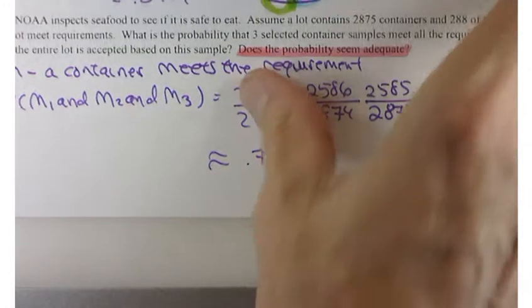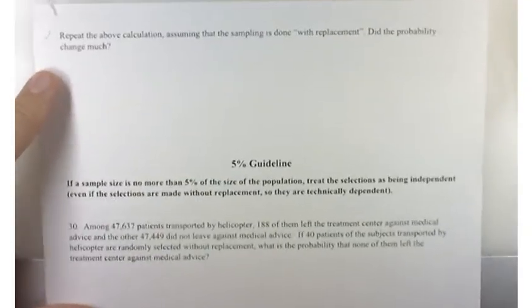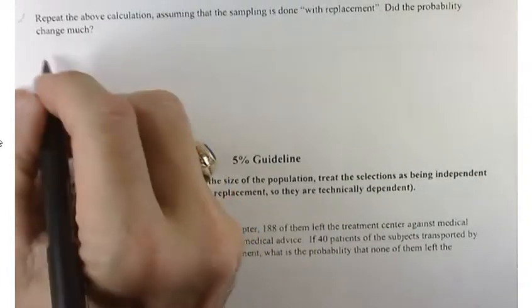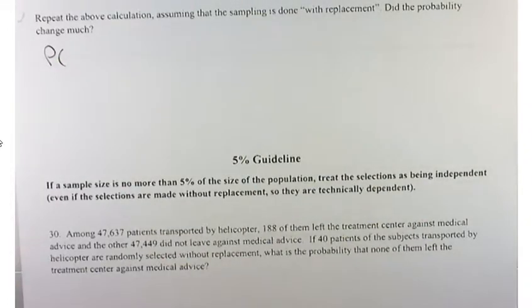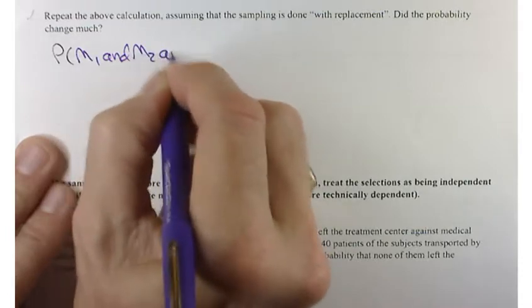Let's continue with this a little further. So on the flip side of your handout, or the next page, what if we redid this and said, all right, let's assume that for whatever strange reason you're going to sample something and put it back, mix it up, and resample. How is that going to affect our probabilities here? Well, let's see. We're still going to calculate the probability of M1 and M2 and M3.